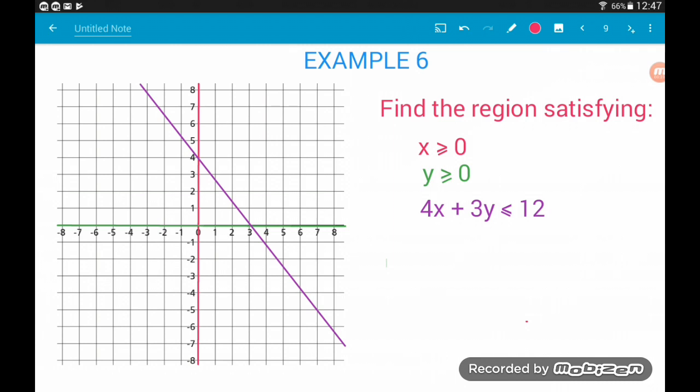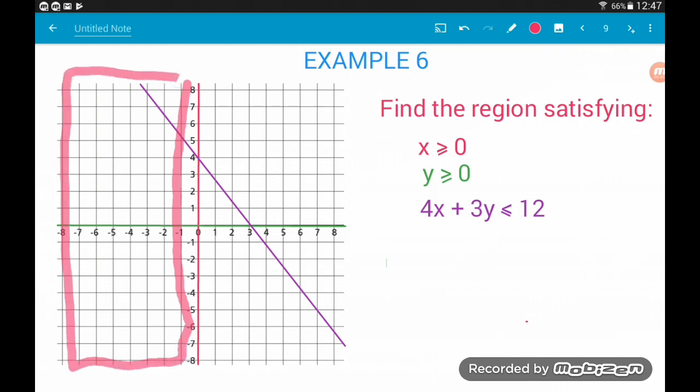So we need x to be greater than or equal to 0. So we've plotted the line x equals 0, which is the vertical line. The red line is the y-axis. On the y-axis, x is equal to 0. So we want x to be greater than or equal to 0. So that straight away rules out everything over here to the left of the y-axis.